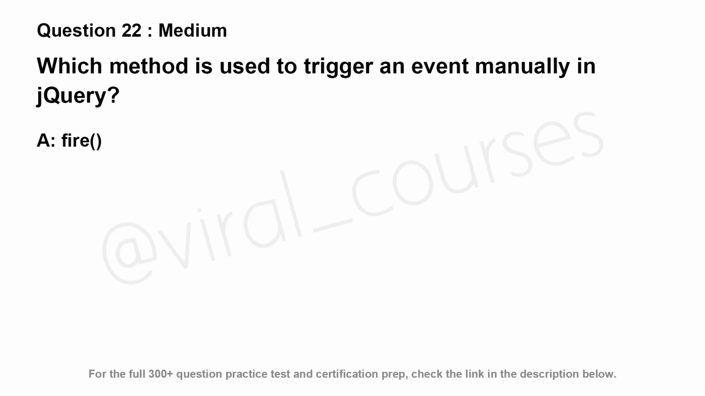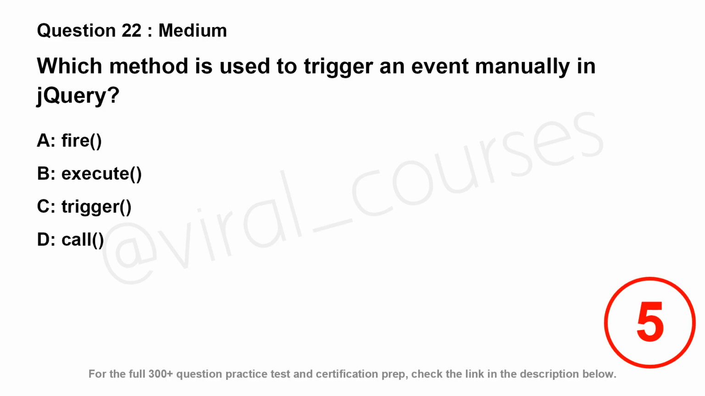Which method is used to trigger an event manually in jQuery? Option A, fire. Option B, execute. Option C, trigger. Option D, call.